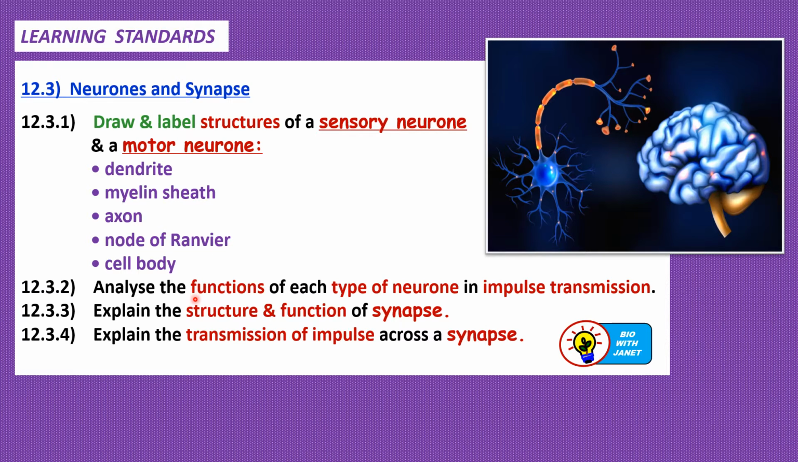Secondly, we should be able to analyze the functions of each type of neuron in impulse transmission. Thirdly, explain the structure and function of a synapse. And fourthly, explain the transmission of impulses across a synapse. So, the transmission of impulses across a synapse is very important for SPM essay question and also structured questions.